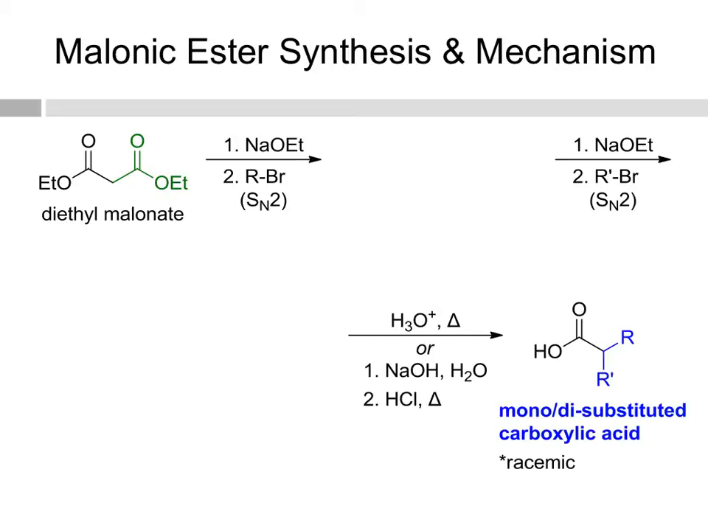The individual steps are very similar to the acetoacetate synthesis. So we start with diethyl malonate. We can do deprotonation to form the enolate, and then we can do an alkylation using an SN2 reaction, and so we can incorporate a new R group here. If we want, we can do a second enolate alkylation. So we're going to treat it with base again, and we're going to put another R group.